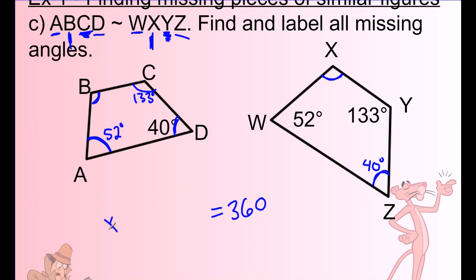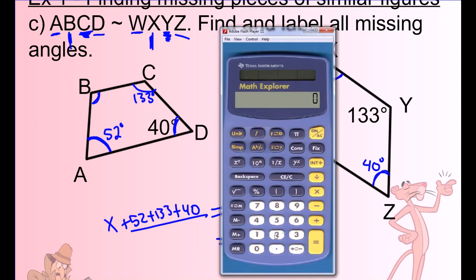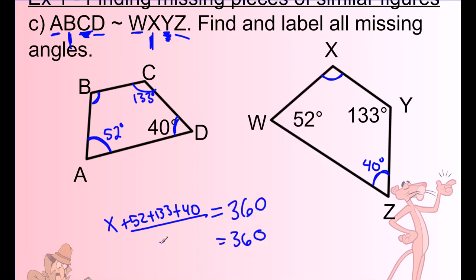So if I take my missing angle x plus 52 plus 133 plus 40, I'm doing this quadrilateral here, so x plus 52 plus 133 plus 40, all of those together should equal 360 degrees. So let's solve it. What is my missing piece x? I combine those things together. 52 plus 133 plus 40. Is that right? 52 plus 133 plus 40. That makes more sense to me. 225.